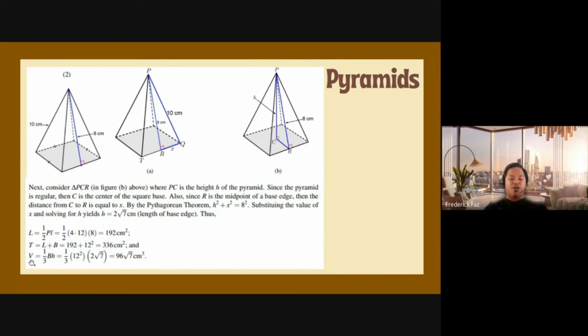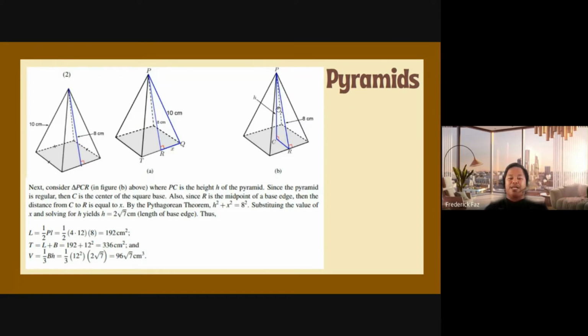For its volume, we have 1/3 base times height. So, 1/3 times 12 squared times 2 square root of 7. So, the height is 2 square root of 7. It was obtained also using the Pythagorean Theorem. So, this is 8 centimeters and this one. So, when we find our altitude or the height of the pyramid, this is 8, this is 6 since it is half of one side.